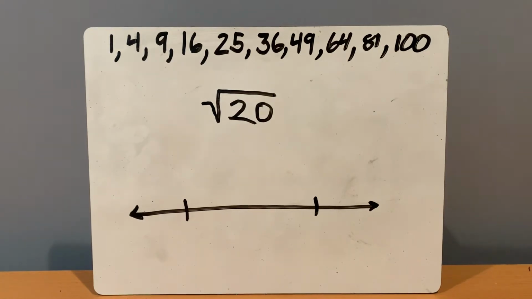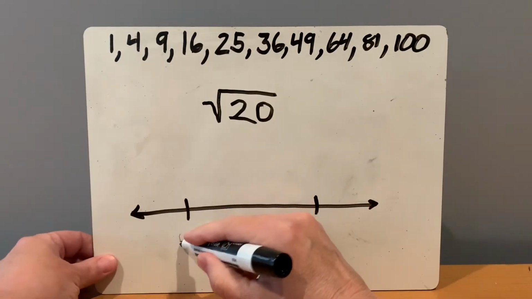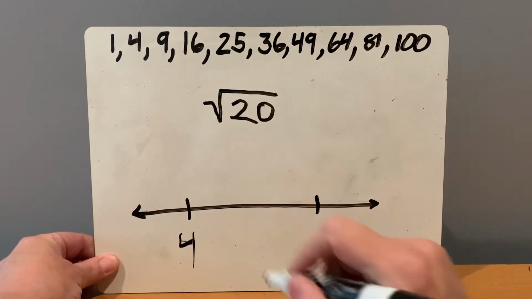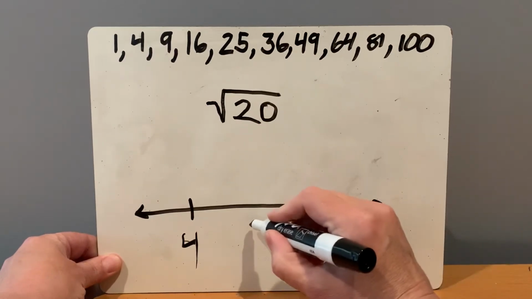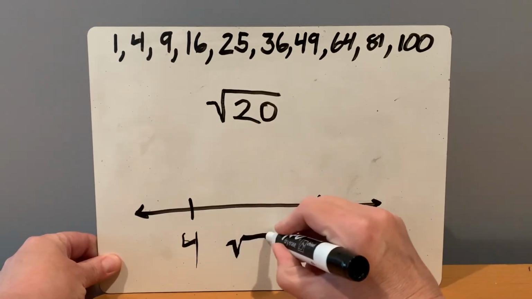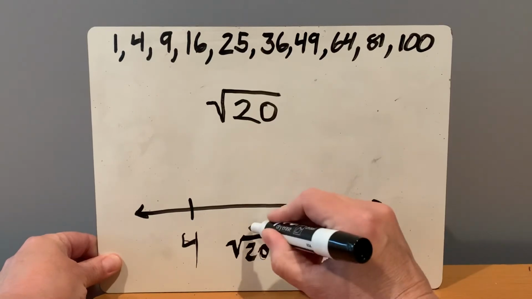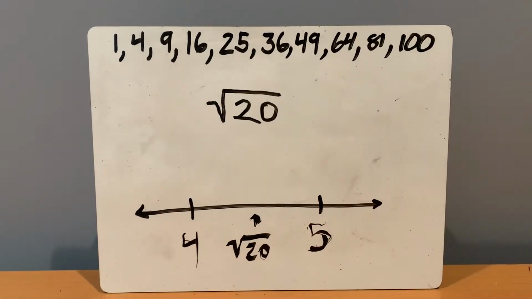Since the square root of 16 is 4 and the square root of 25 is 5, we know that the square root of 20 falls somewhere in between 4 and 5. Now, since 4 times 4 is 16 and 5 times 5 is 25, there must be some numbers in between 4 and 5 that the square root of 20 is.